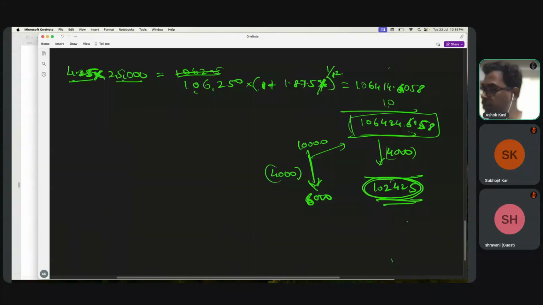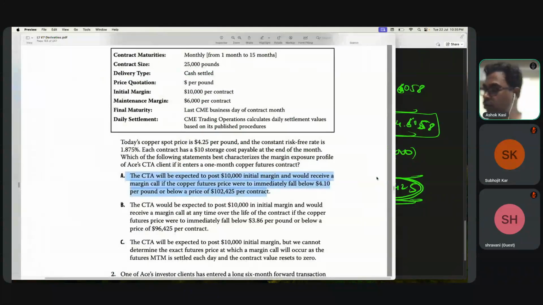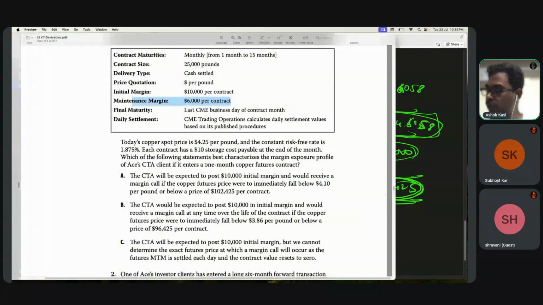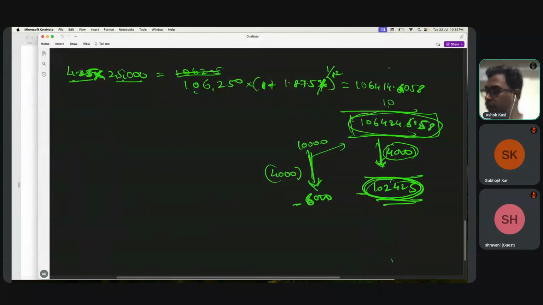So the question is basically, at what price will you receive the margin call? That is the question. So the amount they mentioned is 6,000. When 10,000 becomes 6,000, you will receive a margin call because you have to maintain a minimum of this much. So when it comes down by 4,000, it will reach this amount, and at that time the margin call will happen. Minimum this amount has to be maintained. Below this, a margin call will happen.